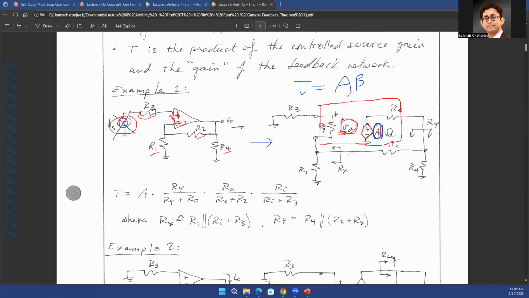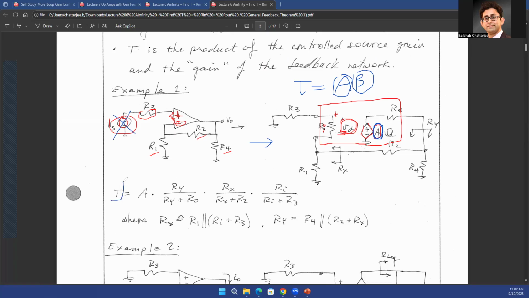And that loop gain only has two components. One is A and one is beta. And none of that requires a voltage source, right? An independent voltage source is not required to find out A or find out beta. A is given and beta is something that you'll find out. Okay. So how do you find out beta?